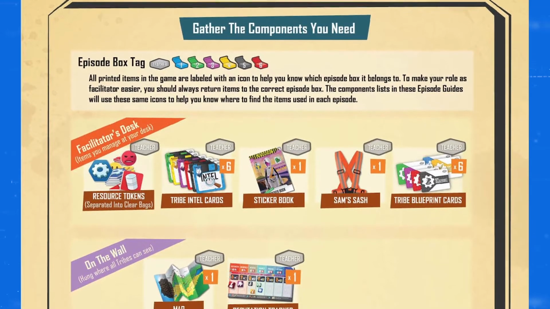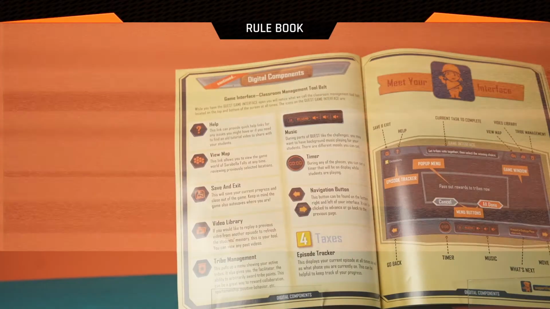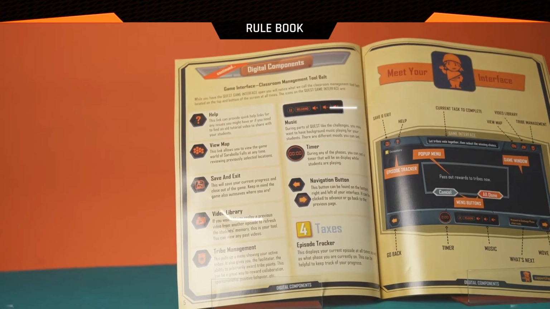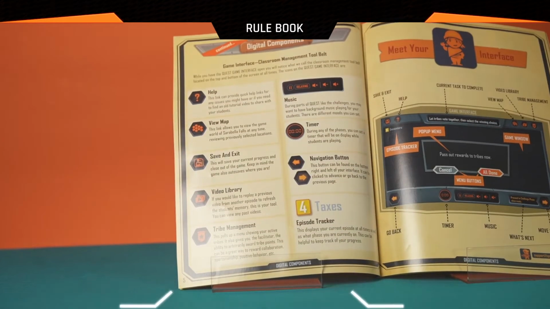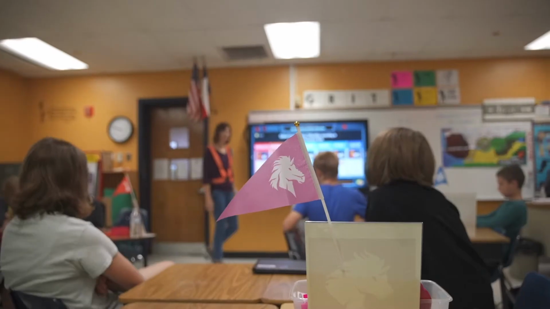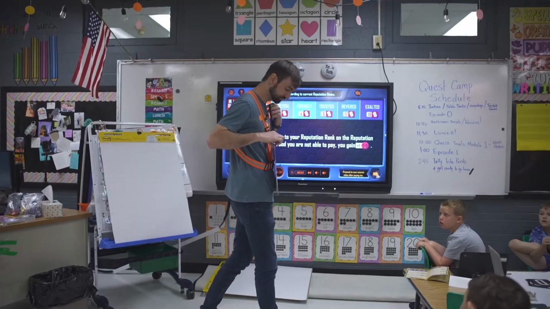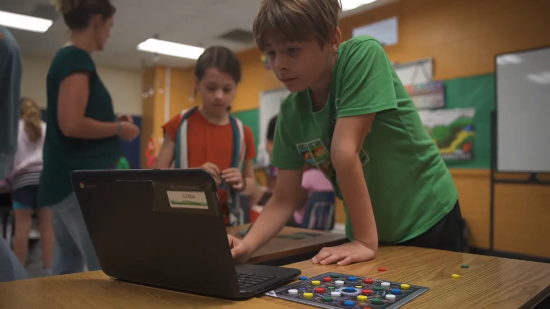Here's a diagram of how we recommend you prepare your space for facilitating Quest. The digital gaming interface, discussed on page 5, must be projected for your students to view and follow along with you. You will divide students into teams called tribes for the entire experience. We recommend playing Quest with 15 to 30 students and breaking them into 3 to 6 teams. 1 laptop is required per team for each Quest challenge.